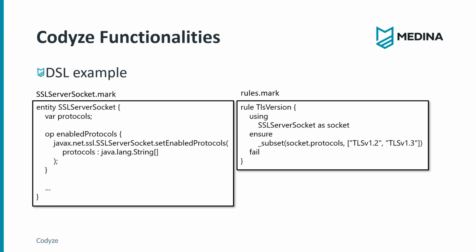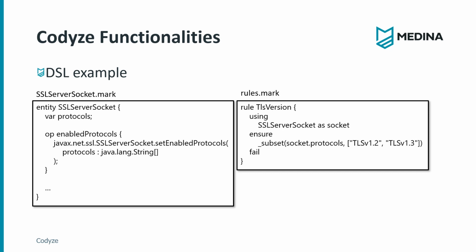On the left side is the definition of an entity for Java's JSSE. It defines an SSL server socket that maps to the respective Java class. Moreover, the entity tracks a function that configures the enabled SSL/TLS protocol versions. The interesting parameter is called protocols.